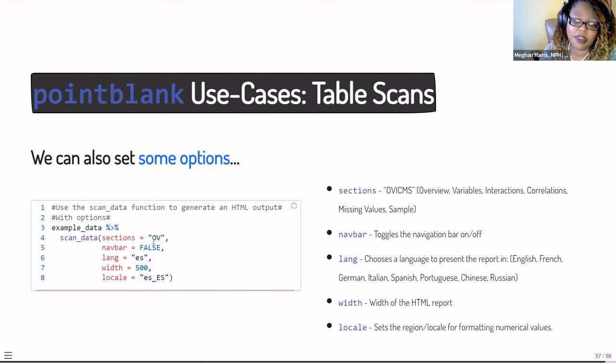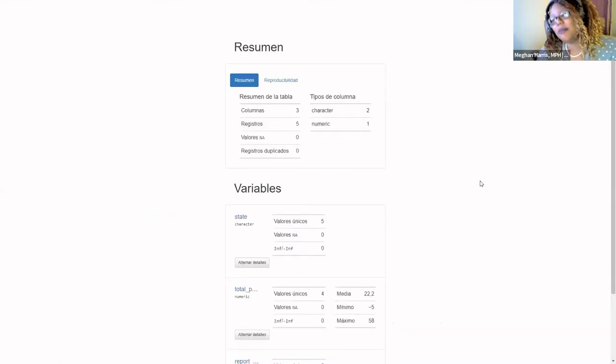So I did do a really quick example of this. I just want OV, which is overview and variables. I don't want a navigation bar. I'm going to rep my half Puerto Rican side and say we're going to get some stuff in Spanish. And I want it to only be 500 pixels and change my numbers for Spanish countries, right? So when we do that, you can see that it does it seamlessly.